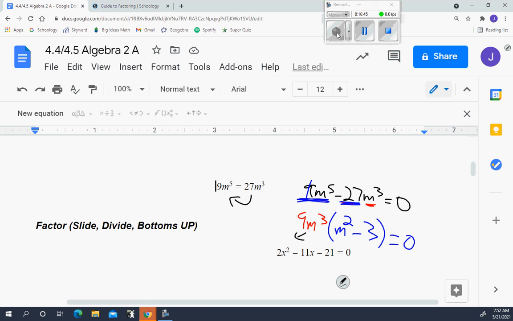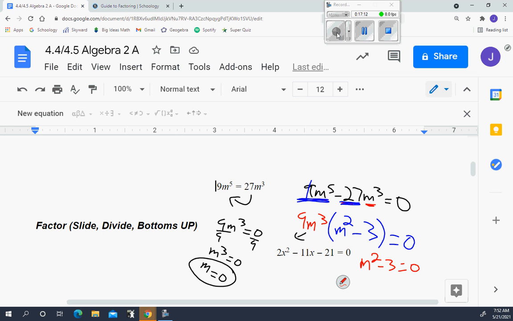9m to the 3rd equals 0. Here's what you can do. You can divide by 9. So m cubed equals 0. You can take the cubed root, or you can just understand that m has to equal 0. There's one answer.